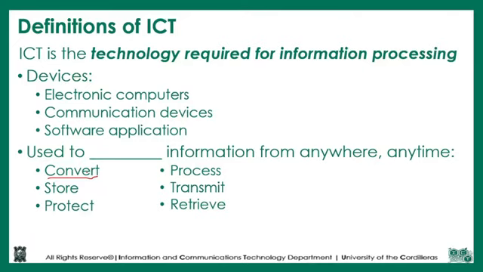So we can convert information. We'll turn it from, let's say, an image to a video. We'll add some music, or we can turn a text to, let's say, an audio file. Some examples of these are audiobooks. So there are many ways that we can convert information from one form to another.